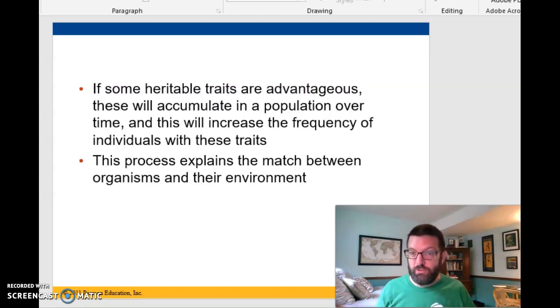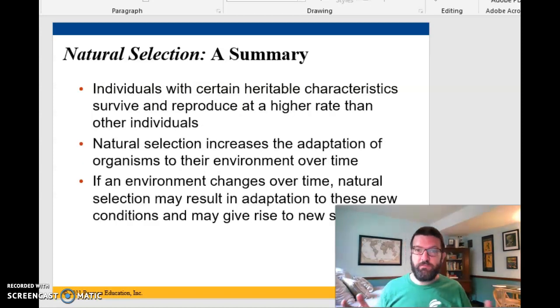Heritable advantageous traits will accumulate in a population, and traits that are disadvantageous will tend to decrease and fall out of the population. So to summarize, individuals with certain heritable characteristics survive and reproduce at a higher rate. Natural selection increases the adaptation of organisms to their specific environment over time.